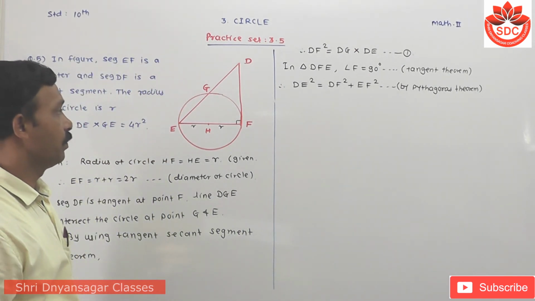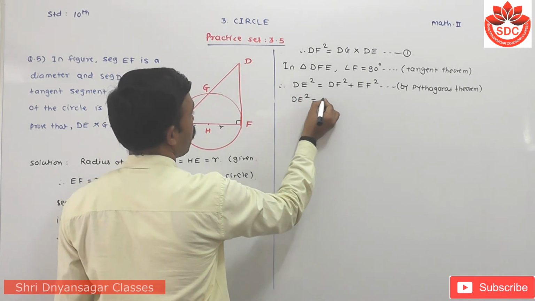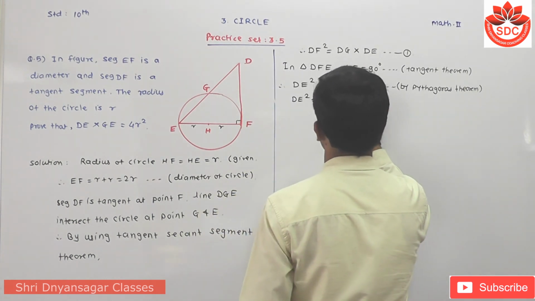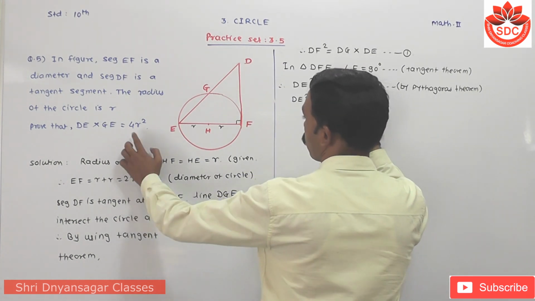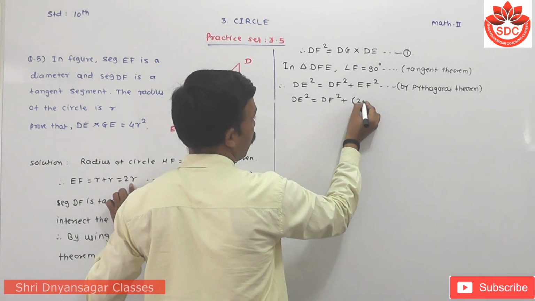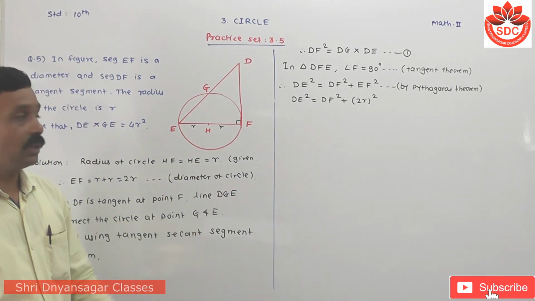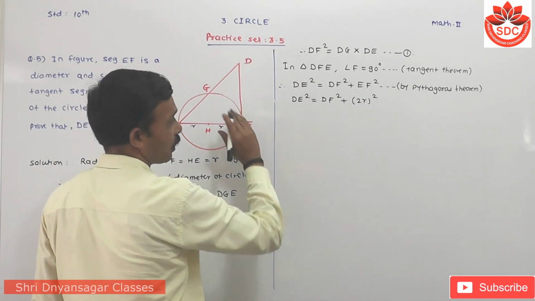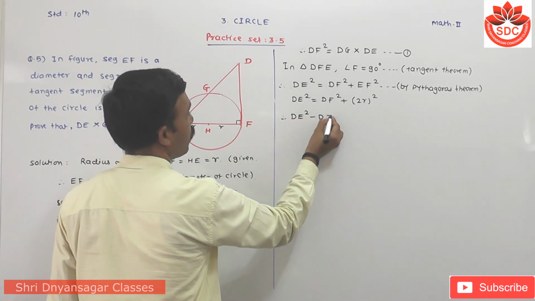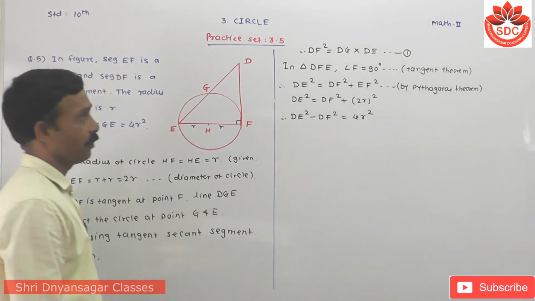Substitute this value. DE square as it is, DF as it is, and EF square, EF is twice R, so that twice R square. Means that twice R square is equal to 4R square. I have to transpose to the other side also. Therefore, DE square minus DF square is equal to 4R square.